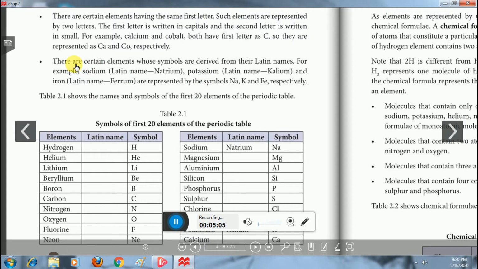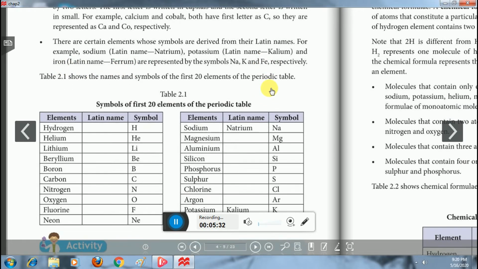There are certain elements whose symbols are derived from their Latin names. For example, sodium, the Latin name is natrium, and thus the symbol of sodium is Na. Potassium, the Latin name is kalium, and the symbol is K. The Latin name of iron is ferrum, and thus the symbol of iron is Fe.